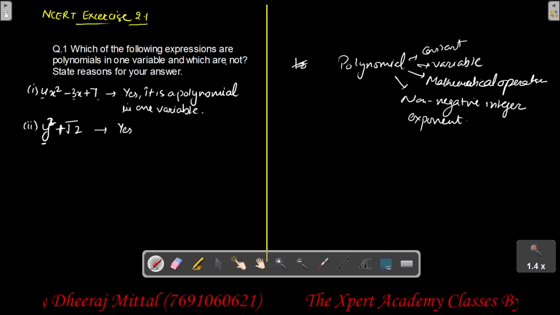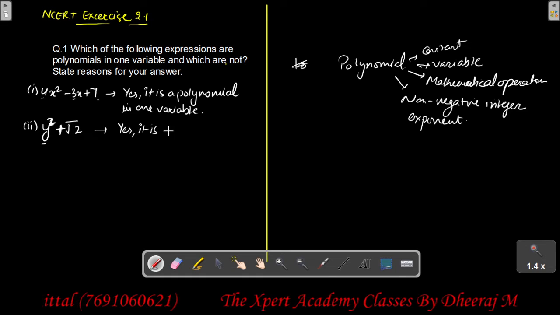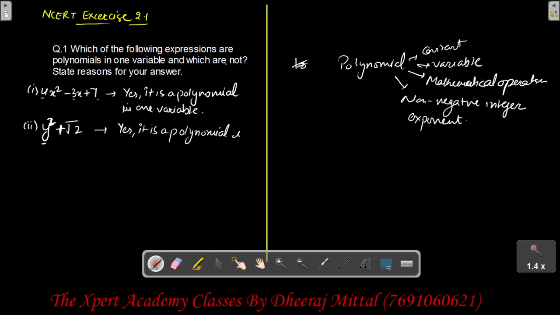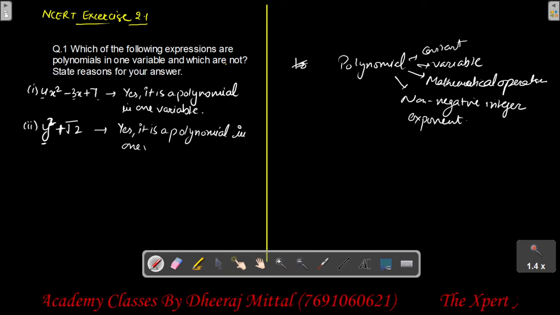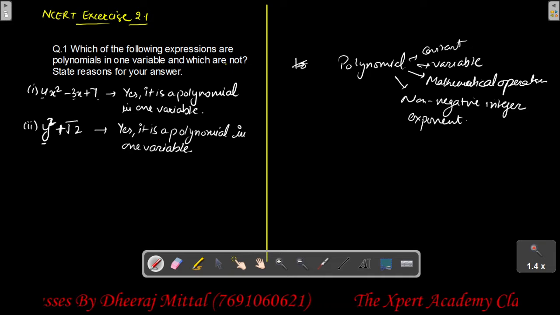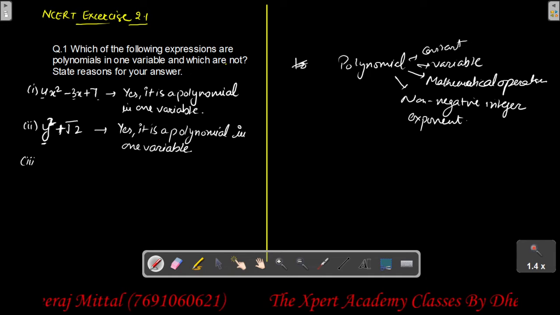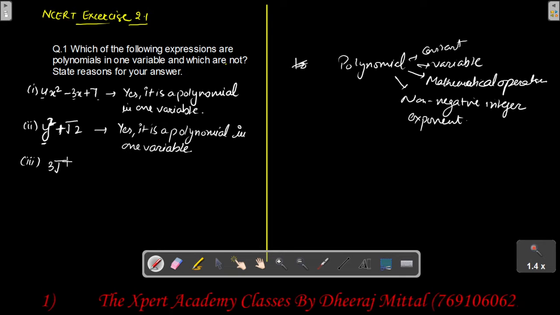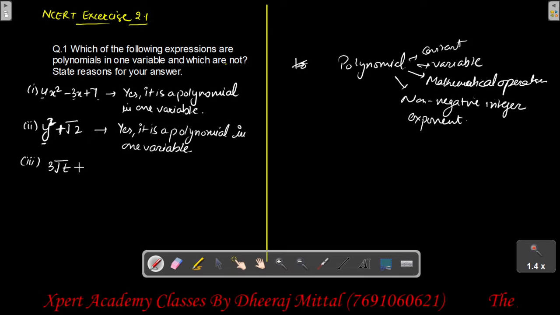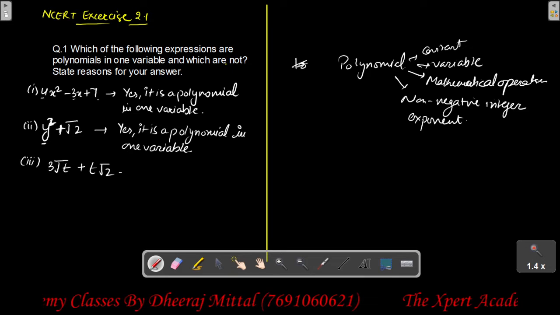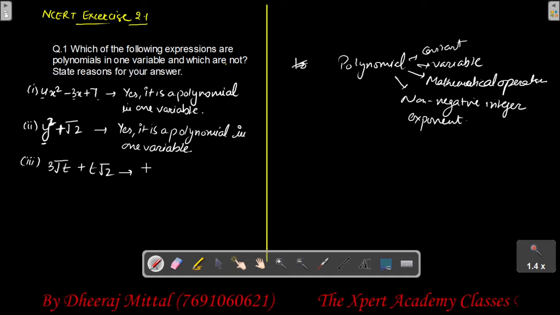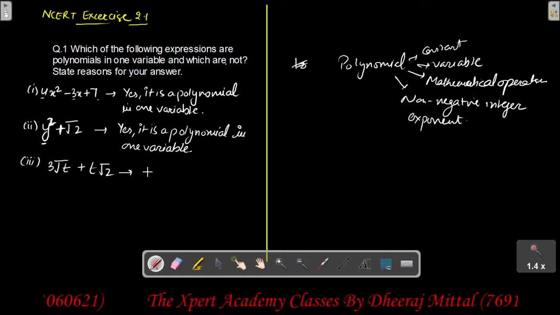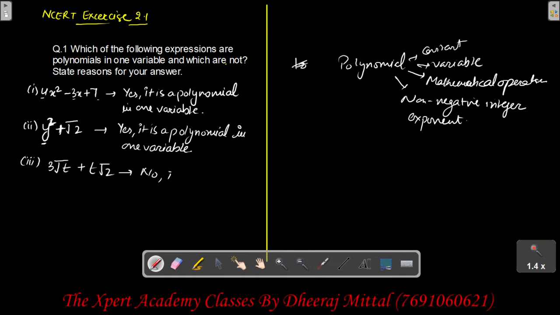So yes, it is a polynomial and only one variable is used. So it is a polynomial in one variable. Now the third part is 3 root 2 plus t root 2. Now the given algebraic expression is not a polynomial. No, it is not a polynomial.